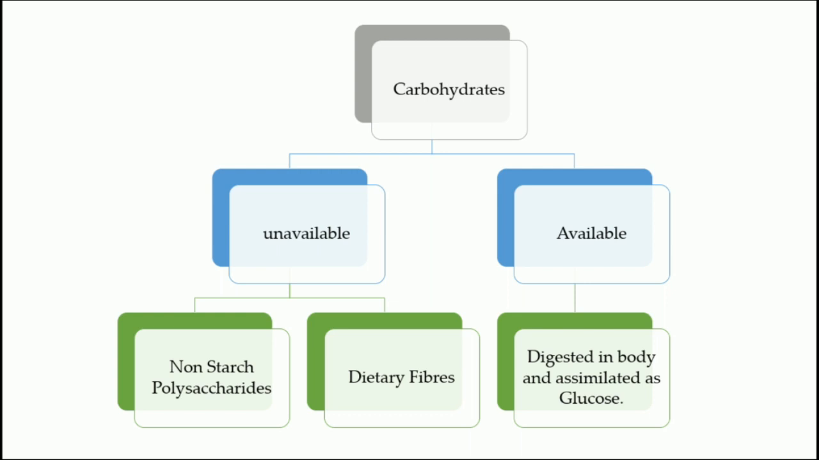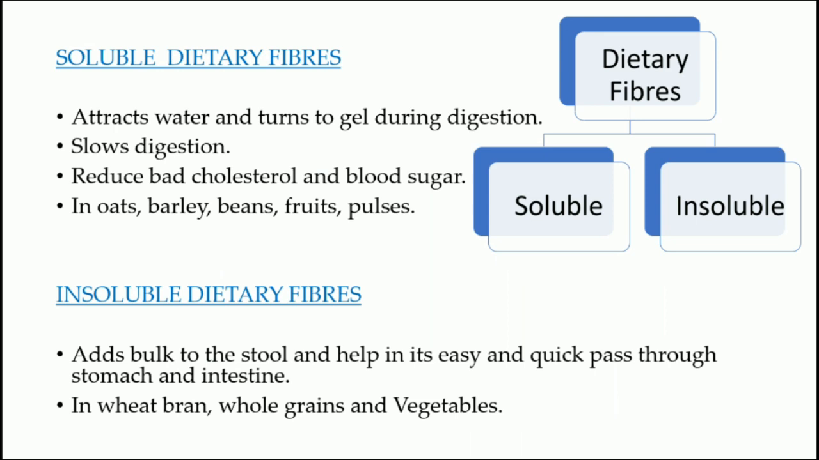Unavailable carbohydrates are of two types. One is non-starch polysaccharides and the other is dietary fibers. Dietary fibers have a very major role in our diet and for our health also. Dietary fibers can be classified as soluble dietary fibers and insoluble dietary fibers. Soluble dietary fibers attract water and turn into gel during digestion. They slow down the digestion process and thus do not increase the glucose content of the blood instantly.